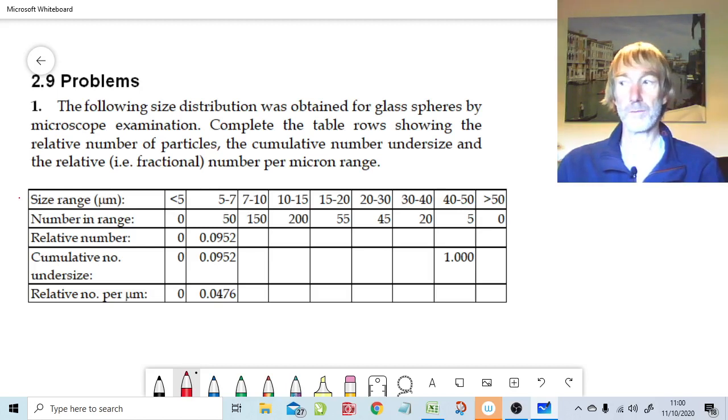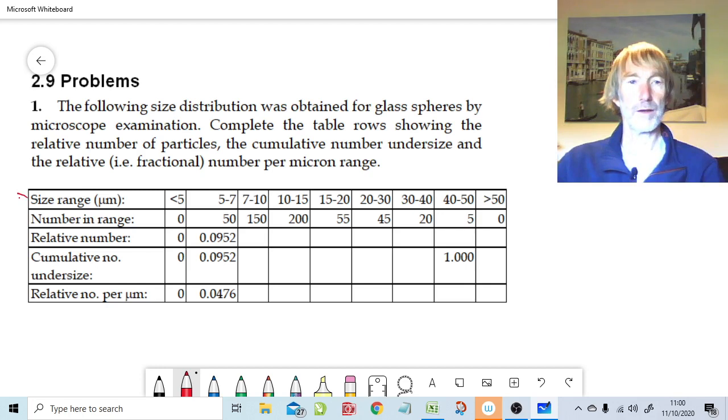Welcome to particle characterization. Question 1 from the problems at the end of Chapter 2 of Fundamentals of Particle Technology. So this is all about getting to learn particle characterization, and the problem starts with a microscope analysis where the results are shown on this table here.